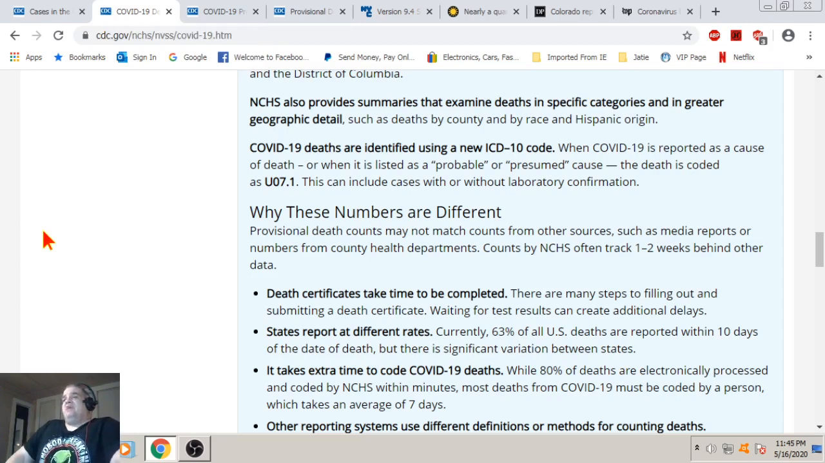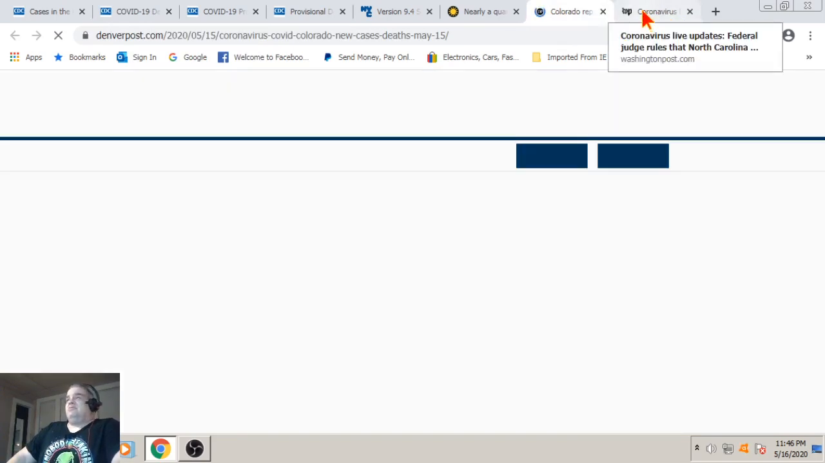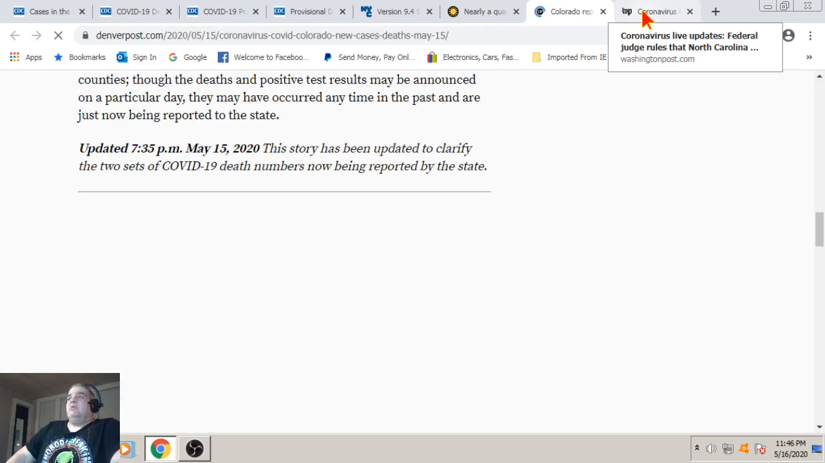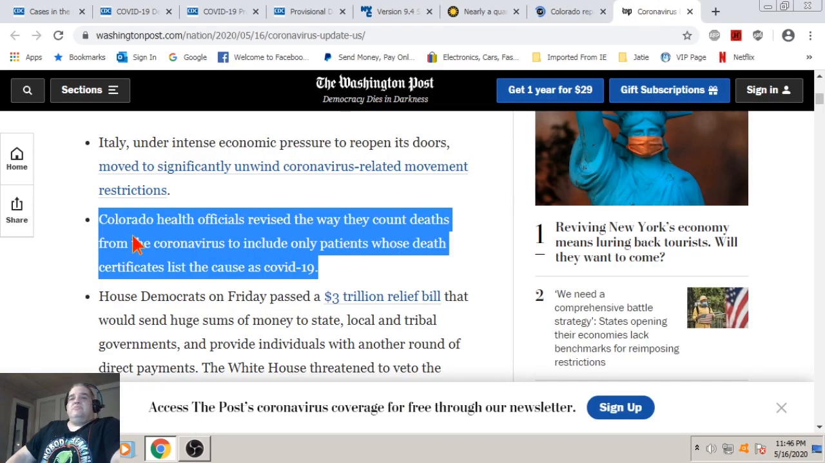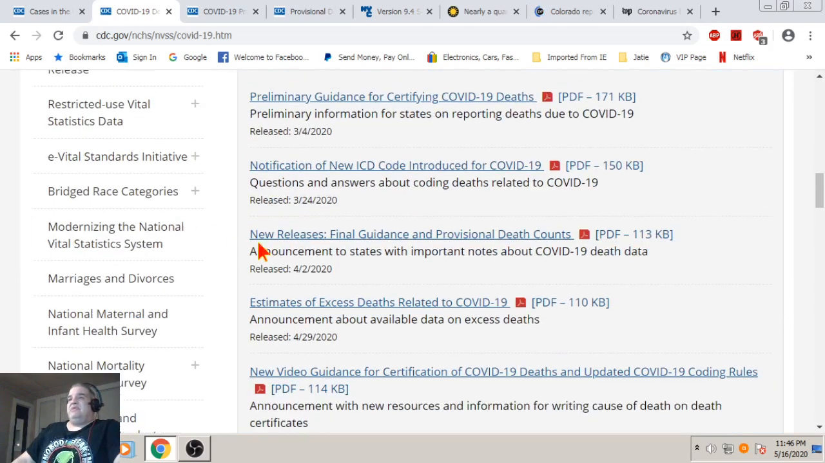What had happened was that due to Colorado's health departments, and why my computer's so slow today, it is driving me nuts, we're going to go to Washington here. Right here, Colorado health officials revised the way they count deaths from the coronavirus to include only patients with death certificates that list the cause as COVID-19. Problem with that was, on the website, if you remember and watched my previous video, it explained how to fill out death certificates. That came in a PDF file. It's right here. It's one of these files right here.